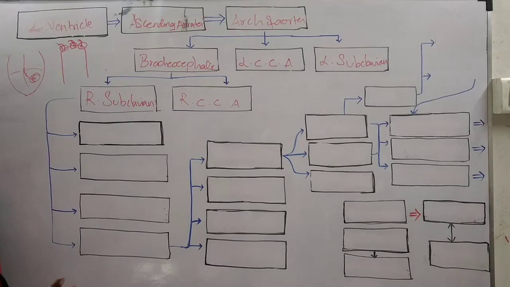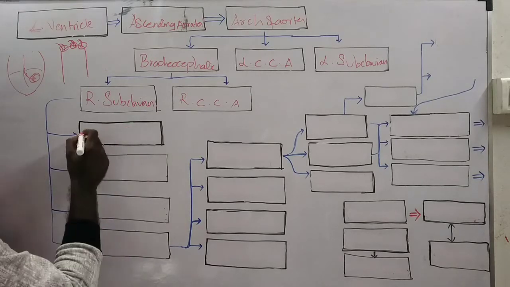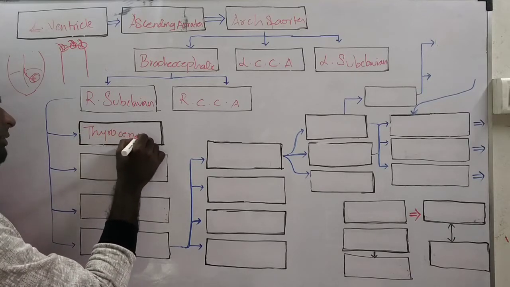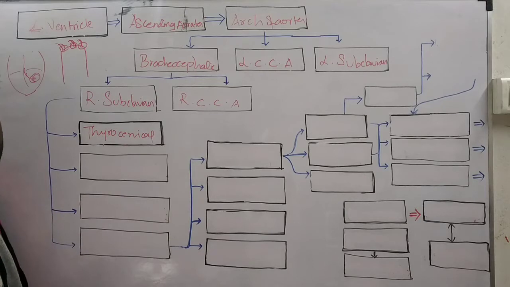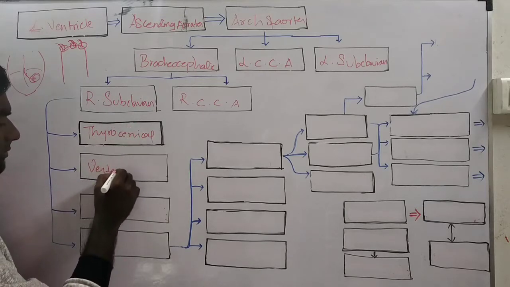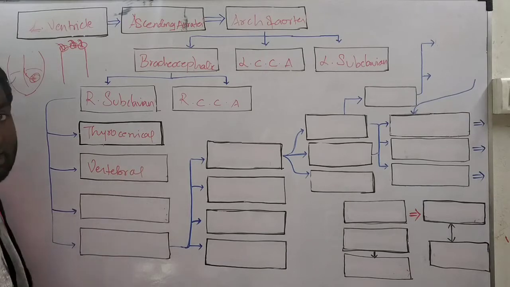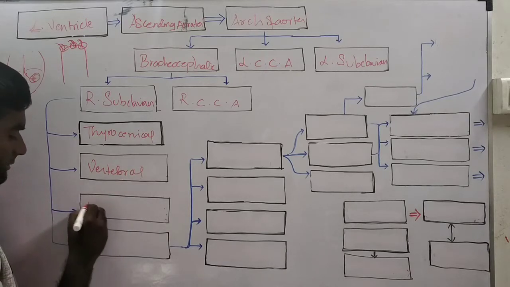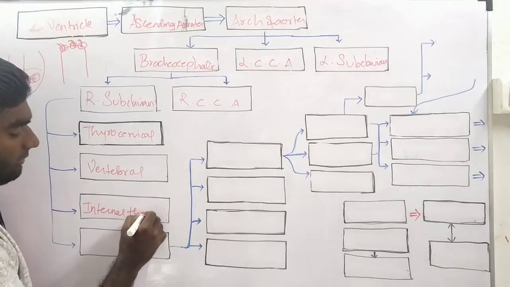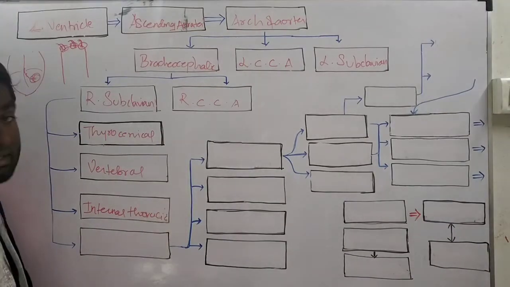What are the four branches? The first one is the thyrocervical, which supplies the cervical part. Next, the vertebral artery. Next, the internal thoracic artery. Next, the axillary artery.